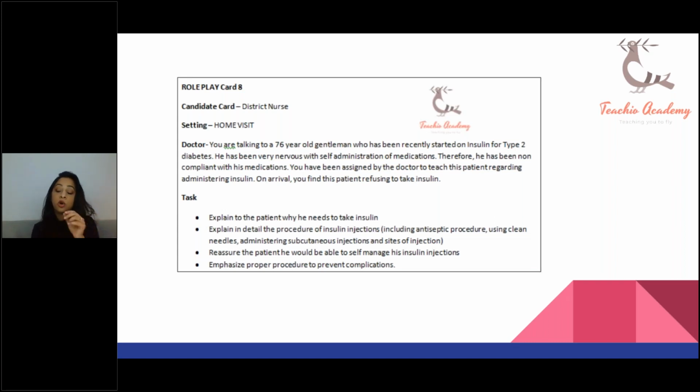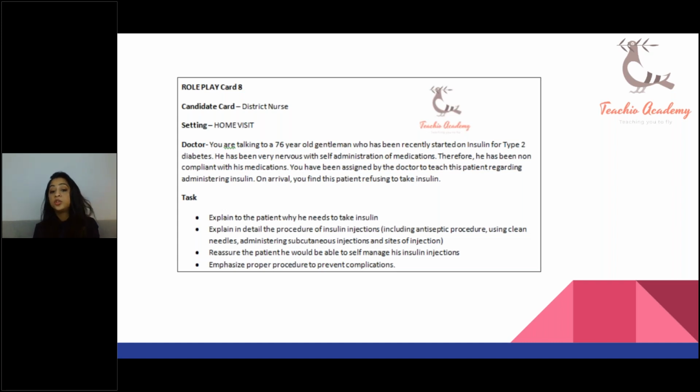So there are two parts of this scenario. If you try and break it down, one part is that you have to deal with a non-compliant patient. You're supposed to tell them that you should take your insulin. The insulin is good for you, and you shouldn't be nervous about the insulin. And the second part is that you're supposed to explain the actual procedure of injection of insulin. So in one part, they're going to test you on your empathy, and they're going to test you on your clinical communication as to how you deal with a non-compliant patient.